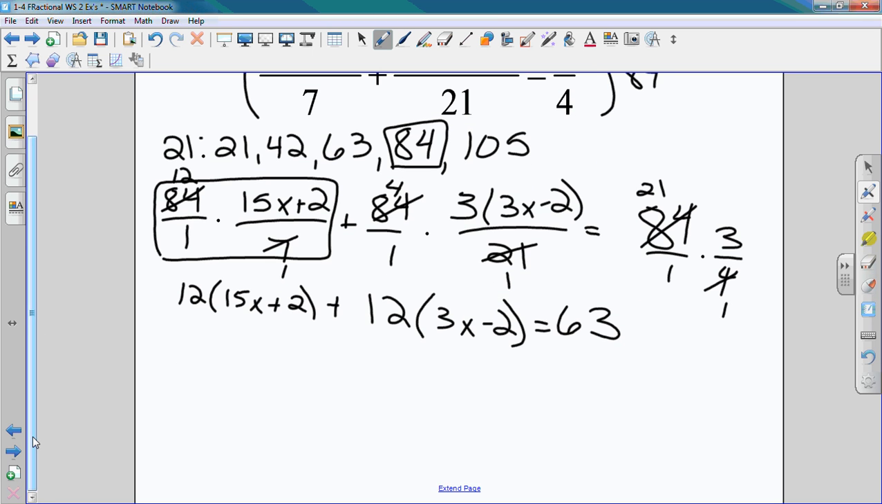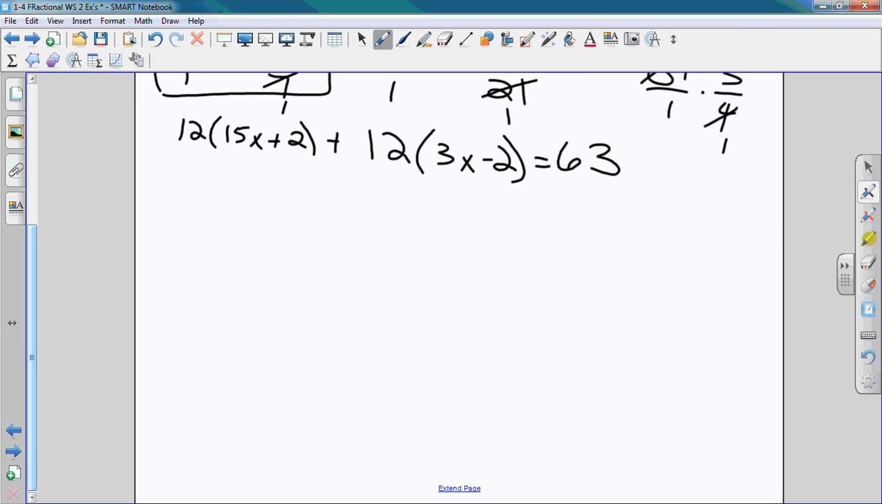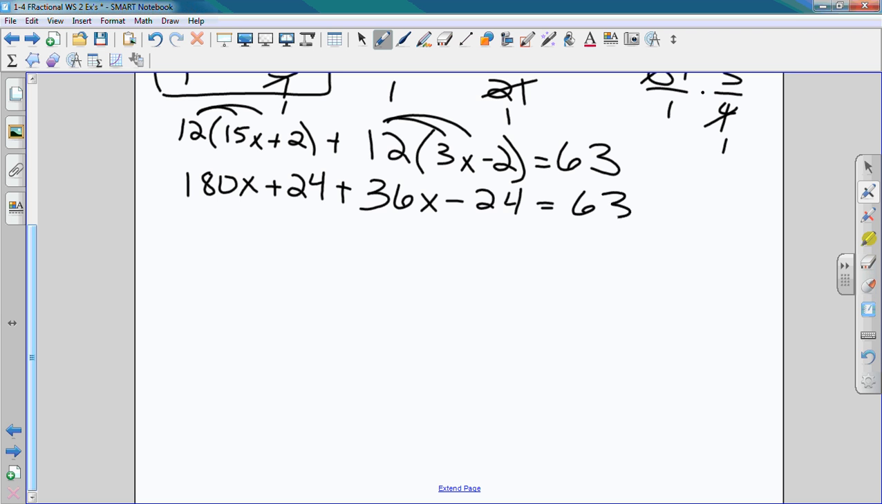Now we have to solve the equation. Well, in order to solve, I first have to distribute. 12 times 15, 180. 12 times 2 is 24. 12 times 3 is 36. 12 times 2 is 24. Combine your like terms. 180x plus 36x.